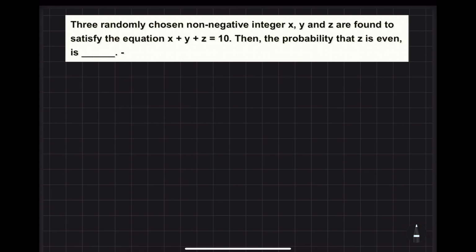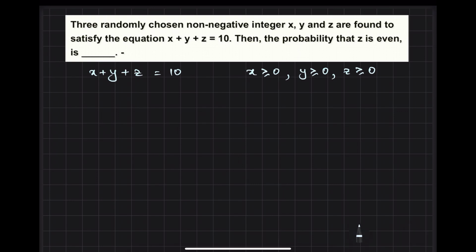So, we got a wholesome new problem which says three randomly chosen non-negative integers x, y, and z. Non-negative integers means 0 and positive integers are allowed. They are found to satisfy this condition: x plus y plus z equals 10. So x can be greater than or equal to 0, y can be greater than or equal to 0, z can be greater than or equal to 0, and they are integers. Then the probability that z is even is.